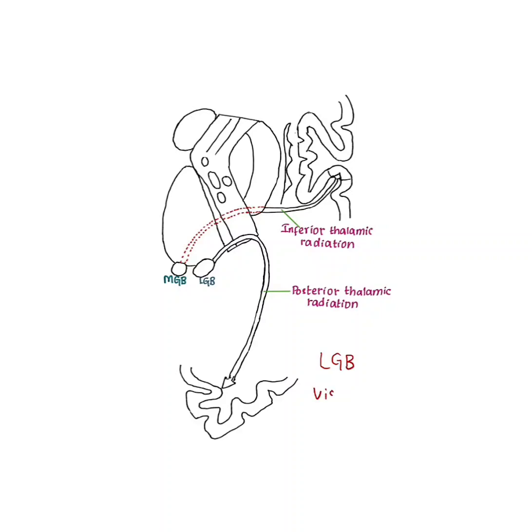Visual area. Remember it as light: L, L. Lateral geniculate body, light, visual area. The fibers of posterior thalamic radiation connect the lateral geniculate body with the primary visual area of the occipital lobe. The occipital lobe is present posteriorly. These fibers pass through the retrolentiform part of the internal capsule.